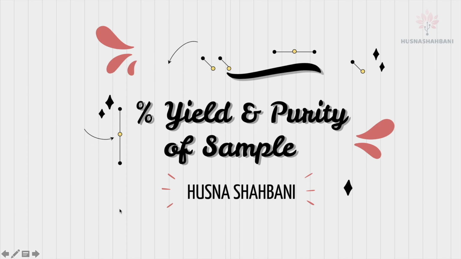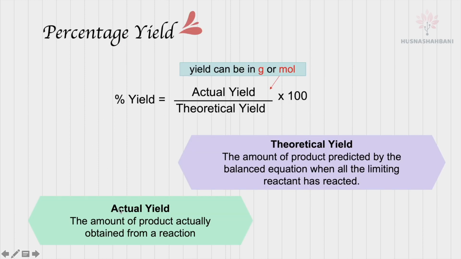Percentage yield and purity of sample. When we are talking about yield, we are talking about the product formed. So percentage yield means percentage of the product. The formula for percentage yield is actual yield over theoretical yield. The actual yield is the mass or number of moles that is formed after the experiment.